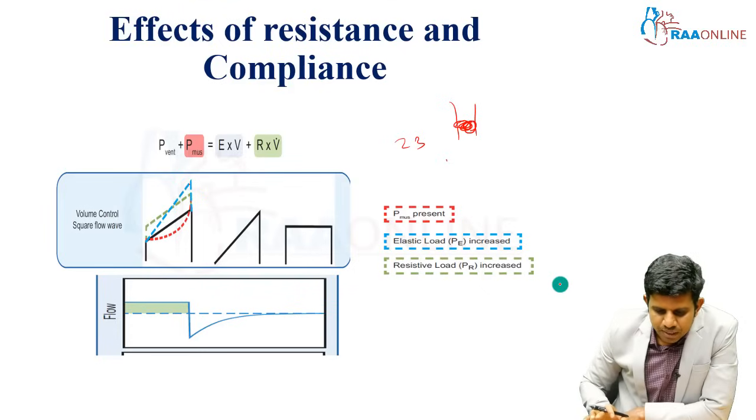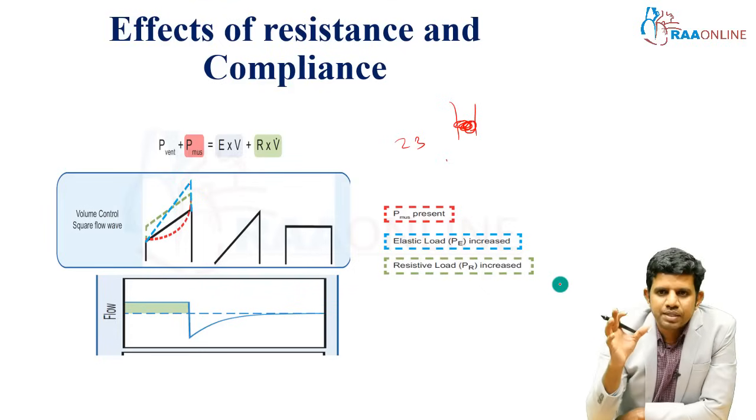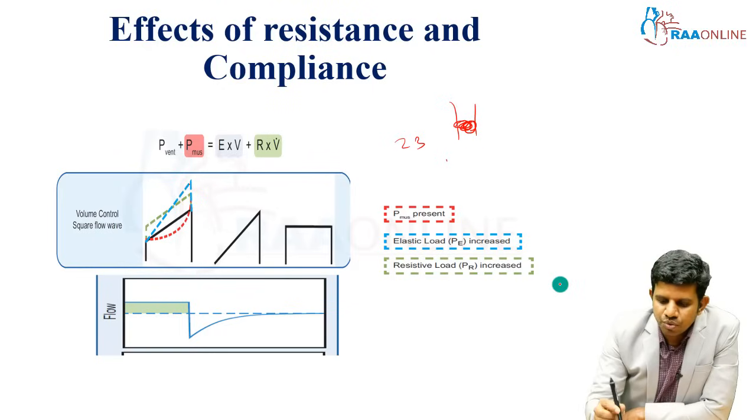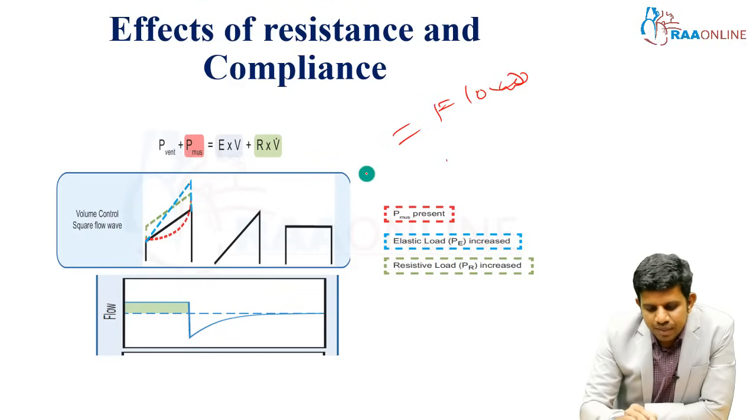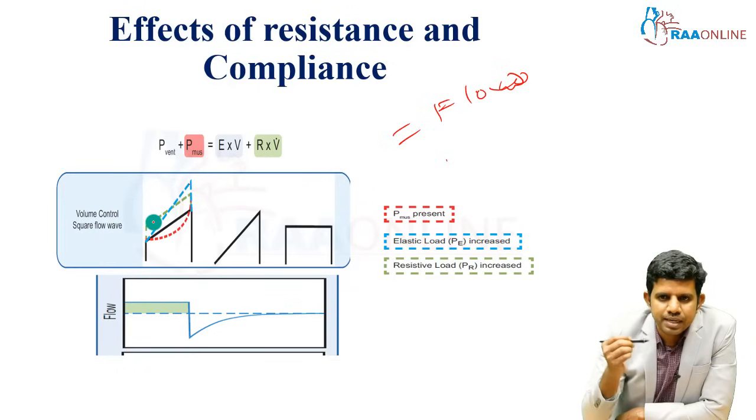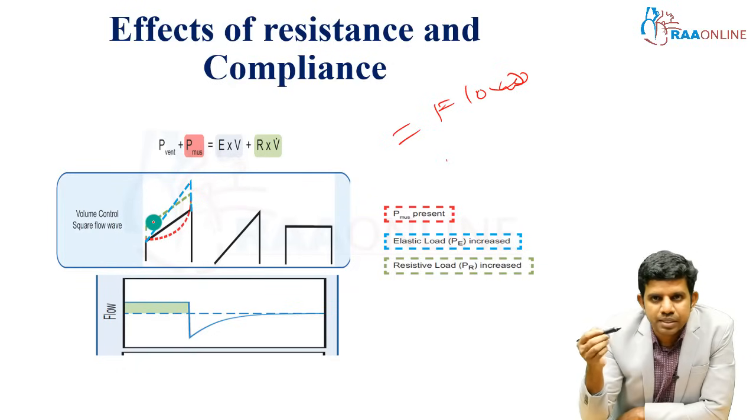One more important thing we should know from that: the resistance depends upon two things. One is flow; high flow will give higher resistance. So whenever I set volume control with a higher flow, the resistance obviously will increase. We don't know if it is high resistance because of the increased flow, or whether the patient actually has higher resistance because of a tube block or increased secretions. How can I know that?